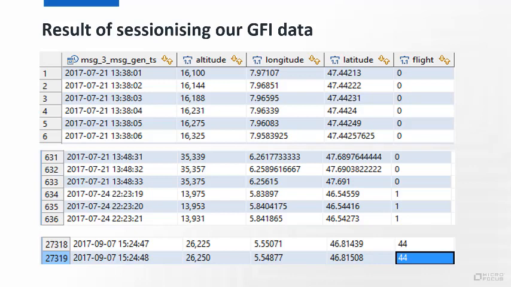Scanning through the whole 14,000 messages for this aircraft, we can see that there are 45 separate flights recorded between the 21st of July and the 7th of September.